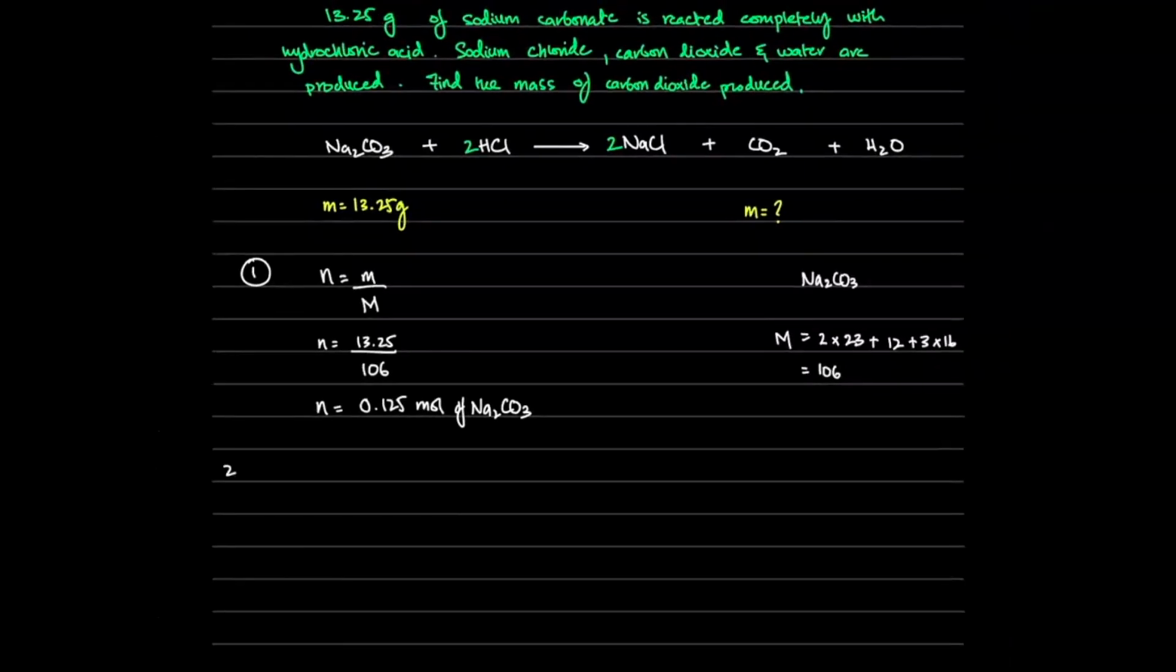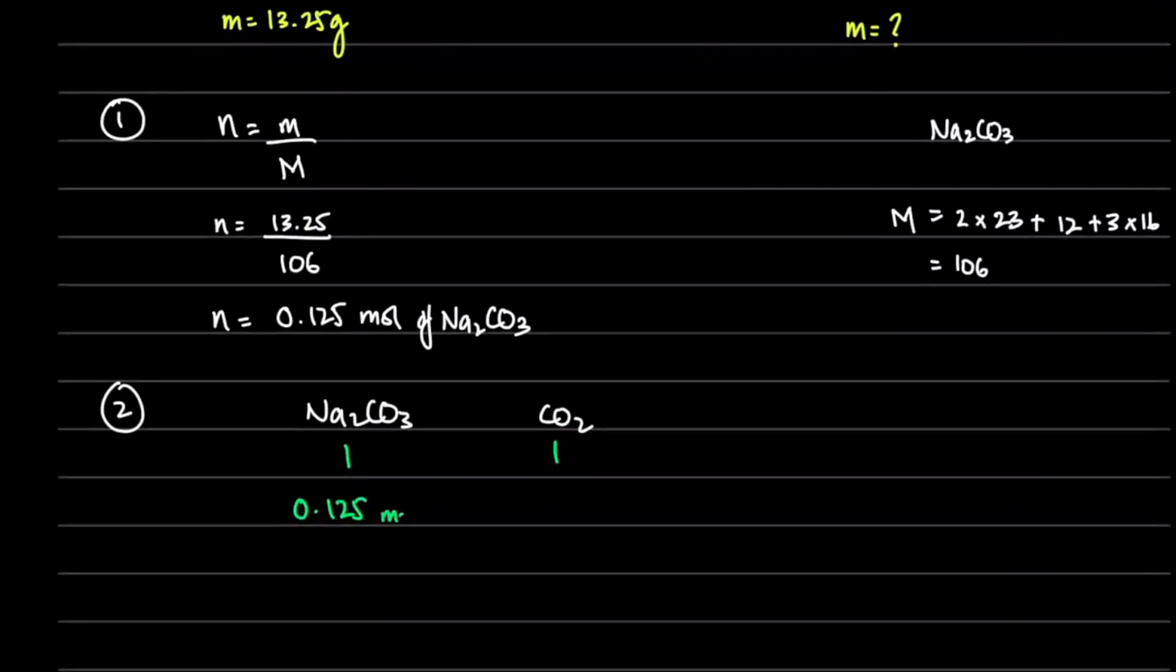Okay. What is the second step, guys? Second step में क्या करेंगे? We use ratios to find the moles of carbon dioxide. According to the equation, एक सोडियम कार्बोनेट से CO2 कितने बनते हैं? 1, right? So the ratio is 1 is to 1. So we can say 1 sodium carbonate gives you 1 CO2. So if you have 0.125 moles of sodium carbonate, how many moles do you have of carbon dioxide?